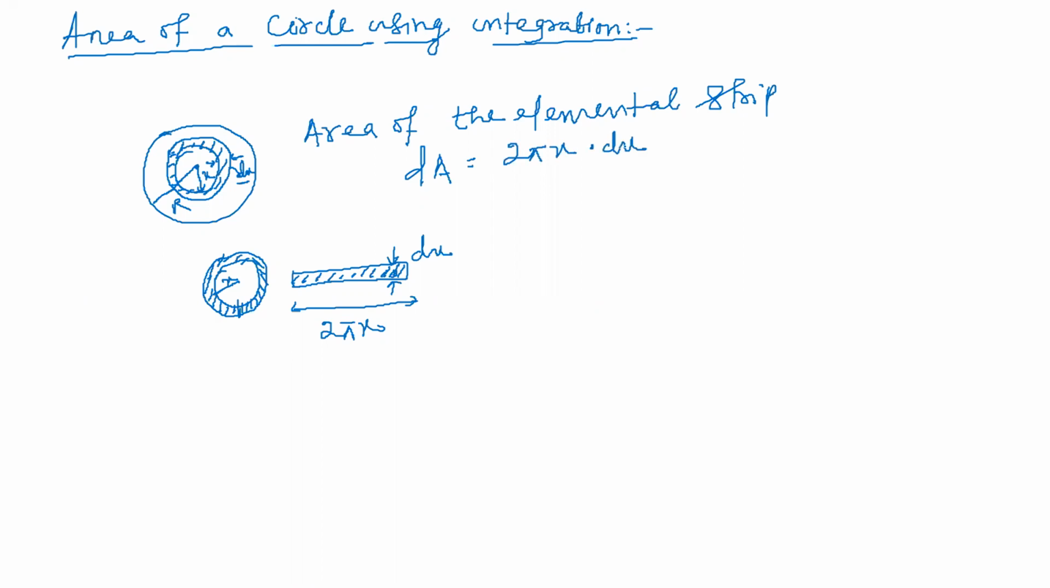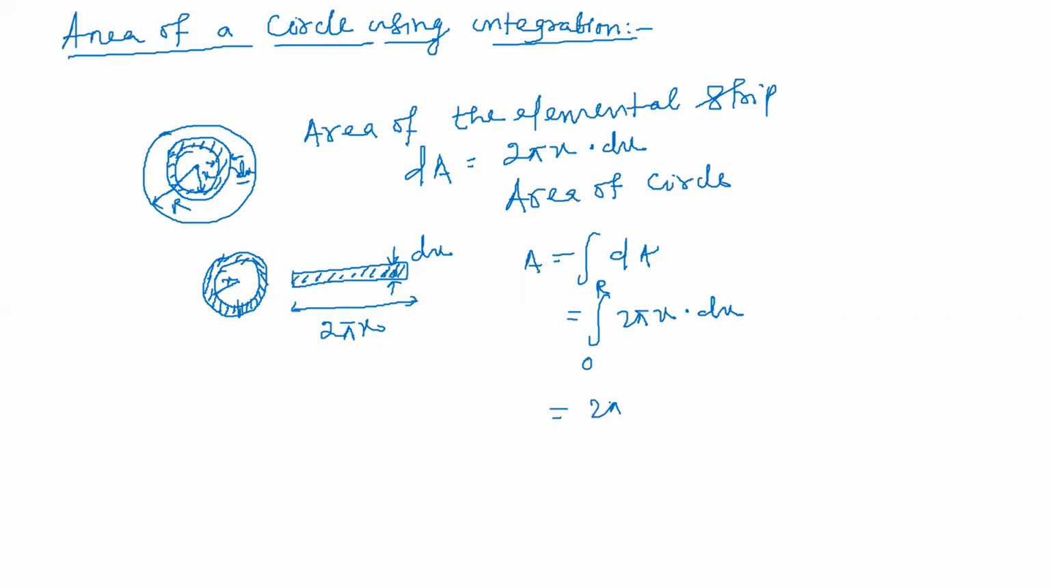Actually, what is the area of the circle? Area of the circle, you know how much? A is equal to integration of dA. And students, you know dA is equal to how much? 2 pi x into dx. And x varies from 0 to r. When we start from the center it is 0, and when we reach here, the maximum value x can vary to is r. So if we take 2 pi outside, the integral of x is x square by 2.